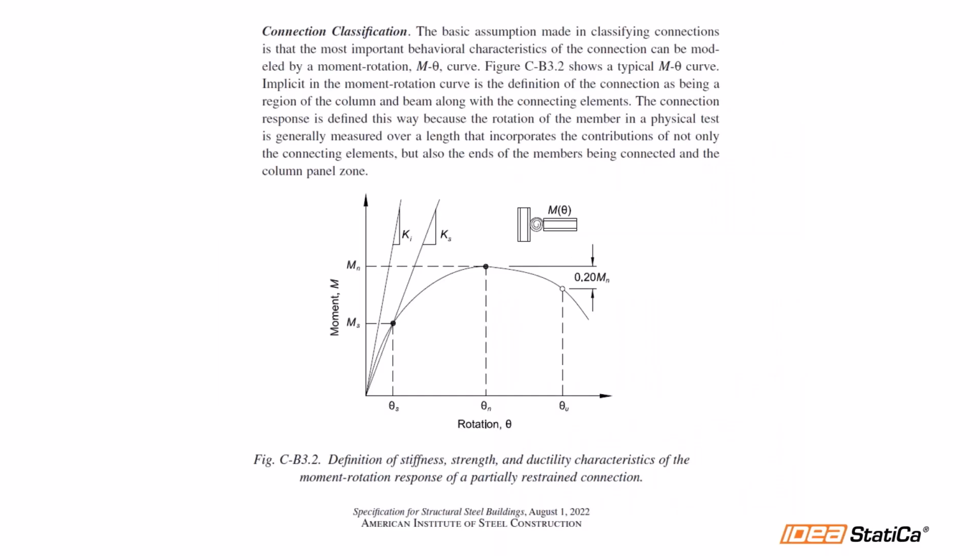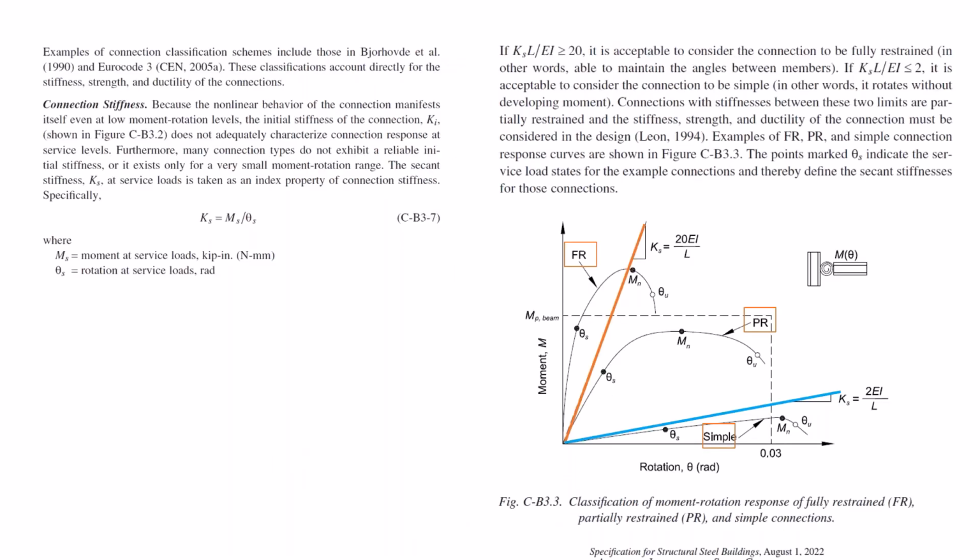Now, let's see how to classify the connection according to AISC. This connection classification definition comes in the commentary section for Chapter B, and this part describes that the connection can be described with a moment rotation curve, right? In the next part of the commentary section, the connection stiffness definitions are presented. And what are the limit values for the rigid and pin classifications?